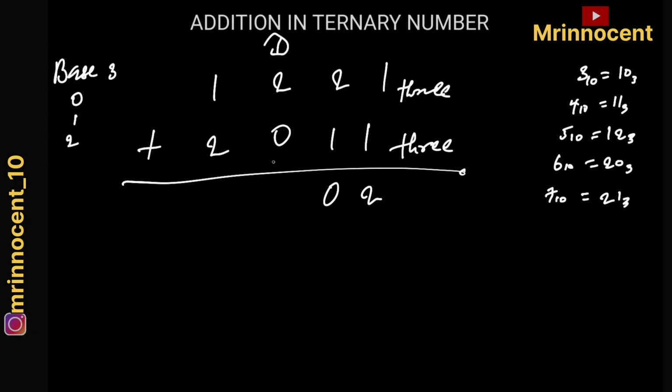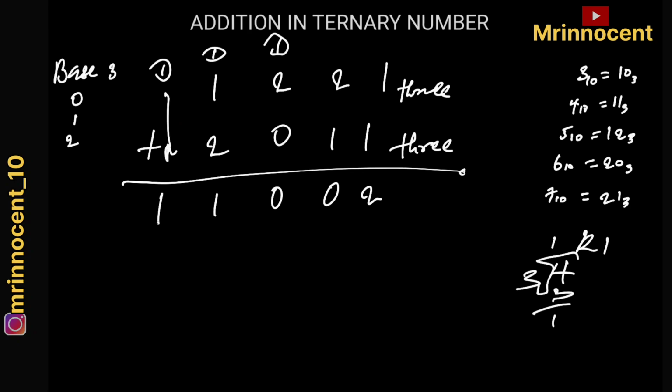You have 2 plus 0 is 2, plus 1 is 3. 3 in base 3 is 0, remainder 1. Take it to the next one. You have 1 plus 2 is 3, plus 1 is 4, and 4 in base 3 is 1, remainder 1. Write the remainder, take it to the next one, bring it down, you have 1 in base 3.